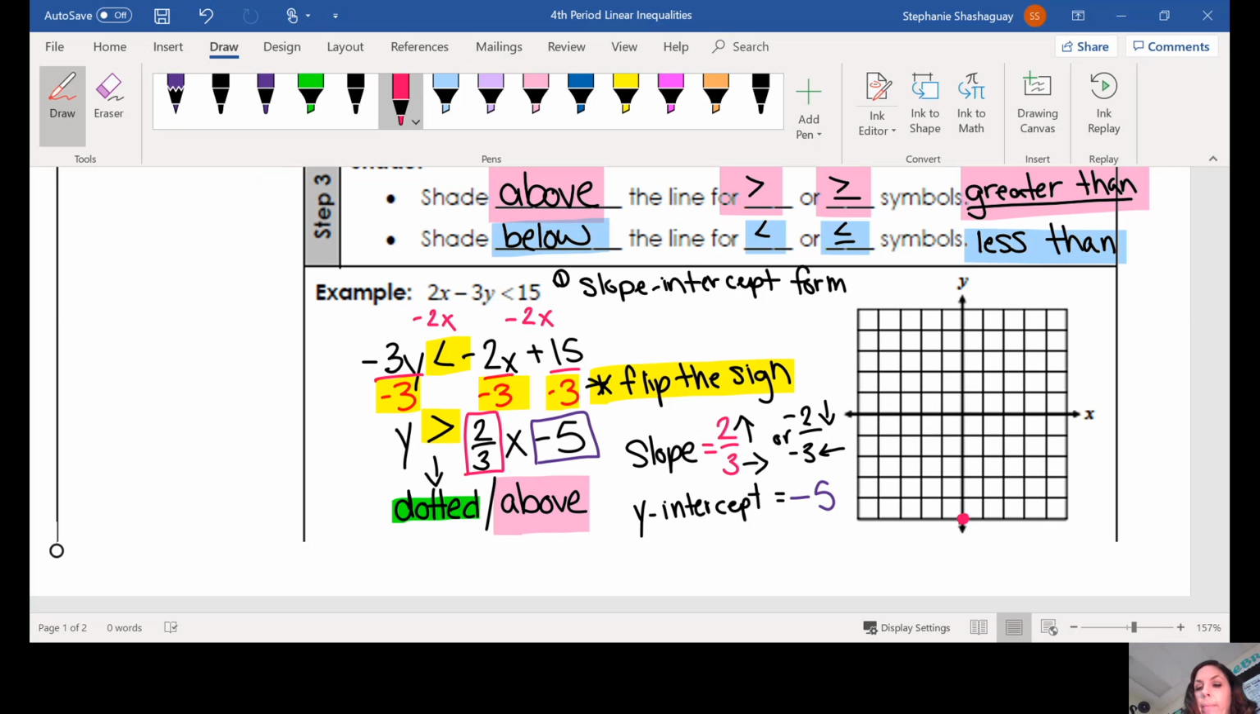So I'm going to go up 1, 2, and to the right 3. So I went up 2, and I'm going to go to the right 3. And I have my point. And if I went up 2 and to the right 3, then I would have my other point. Now I connect the dots with my dotted line.